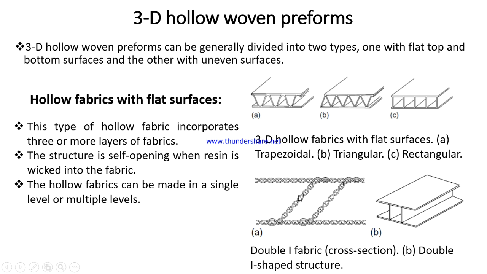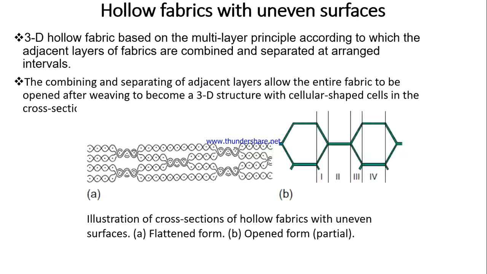In the figure below, you can see the cross section of the hollow fabric, with the top layer, the bottom layer, and how the yarns are interlaced and connected between the top and bottom layers to create the hollowness. This type of structure produces an I shape, which is why it is called double I fabric, or I fabric cross section, or double I shaped structure. It is called I shape because it looks like an I, having both top and bottom layers. If no bottom layer is there, then it is called T shape or T fabric.